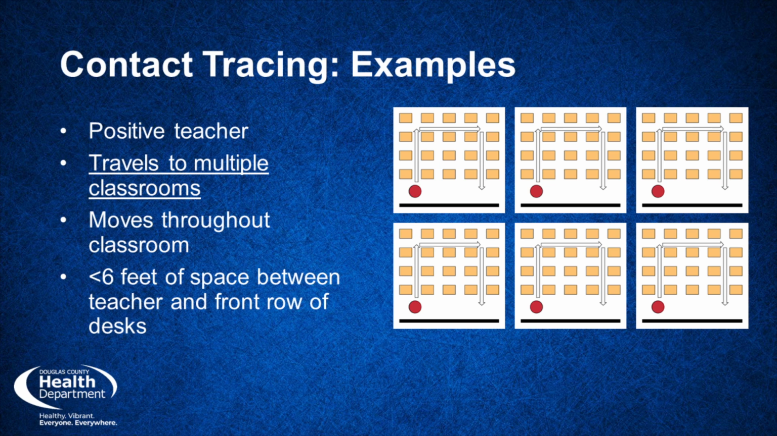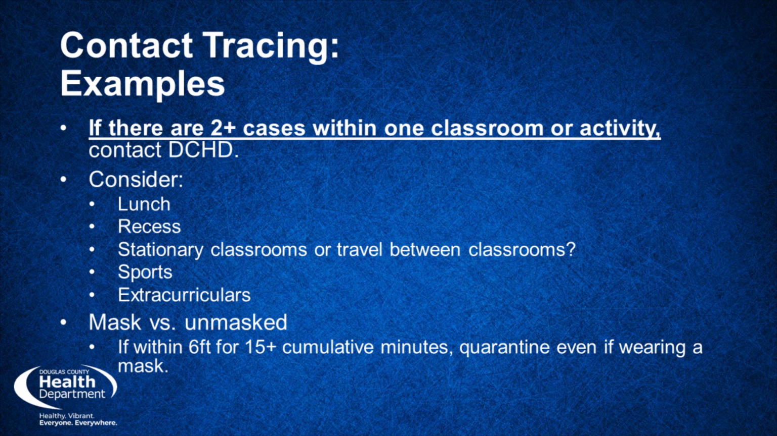It's important to note that if you have one case in a classroom, this contact tracing method of identifying close contacts, of identifying all the students within 6 feet for 15 minutes or more, might be effective to help contain the virus. If there is a situation where there are 2 positive cases within one classroom, whether that's a student and a teacher, or 2 students, or a teacher and a para, whatever combination that is, that might be evidence of COVID transmission within a classroom. If you have 2 positive cases within one classroom or one activity, say one sports team, please reach out to us at Douglas County Health Department directly to help you deal with that situation.